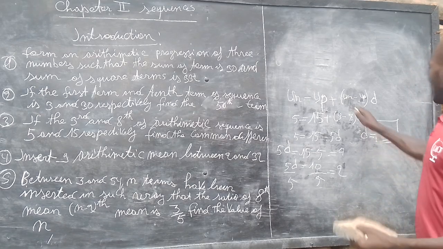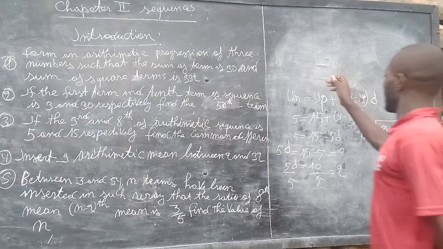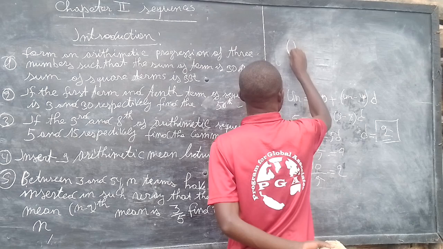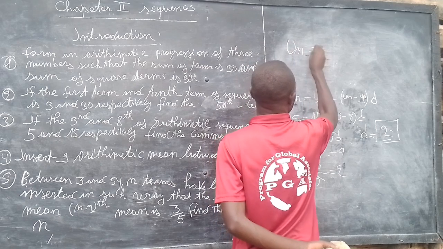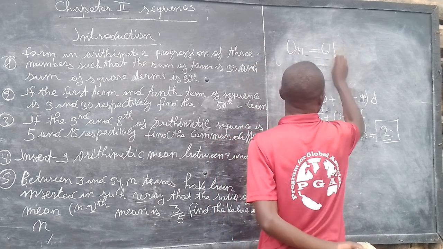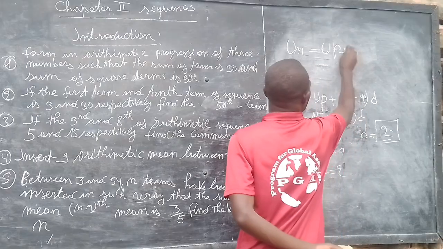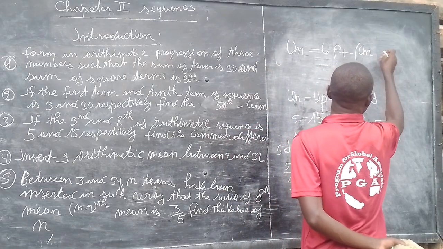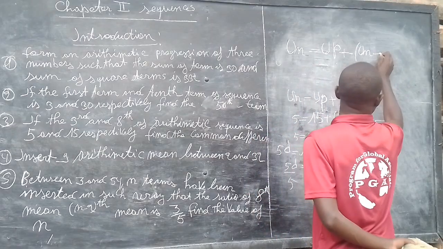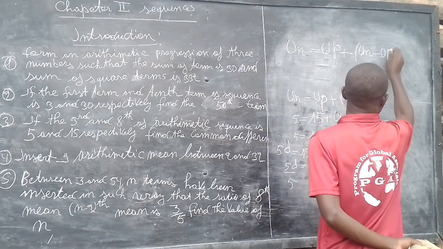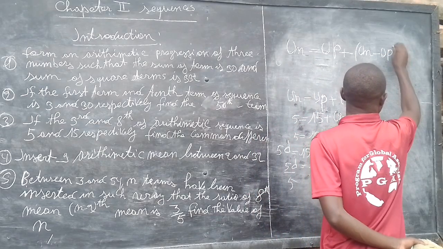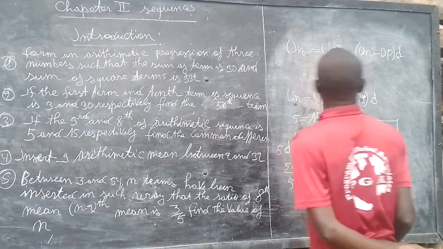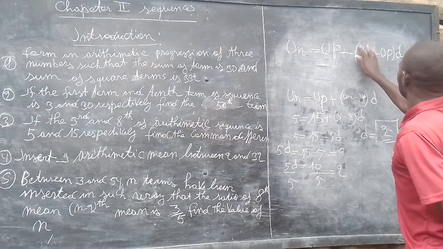If you are not seeing it clearly, let me make it clear. un is equal to up plus un minus up times d. So this is the formula.